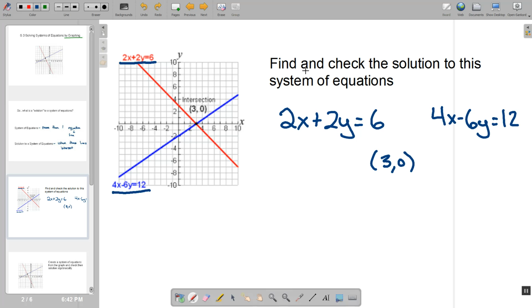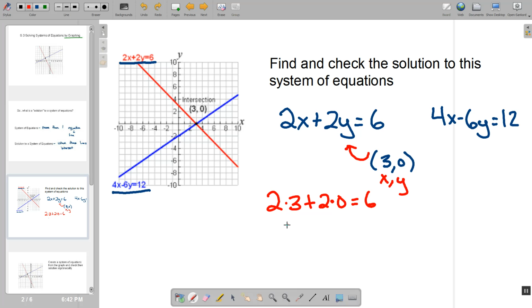And it asks us, find and check the solution to this system. So what I'm going to do is I'm going to take this point and I'm going to insert it into both equations, and I want to make sure that I get a true statement from both equations. So we know that an ordered pair is alphabetical. X comes before y. So I'm going to take this ordered pair and I'm going to plug it into this equation first. Well, if my x is 3, I'm going to do 2 times 3 for x plus 2 times 0 for y, and that should equal 6.